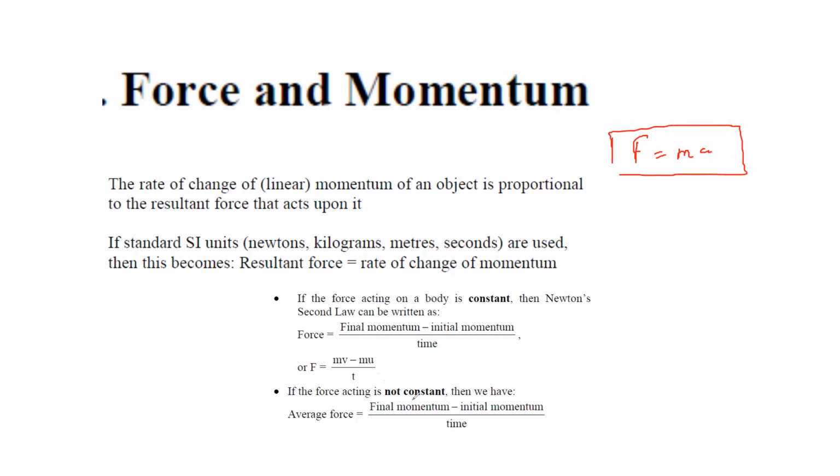If the force is not constant, then we'll get an average force. If a constant force is acting, we can use this formula directly. But if the force is not constant, then we'll use final momentum minus initial divided by time. And what will we get? We will get the force that is known as the average force.